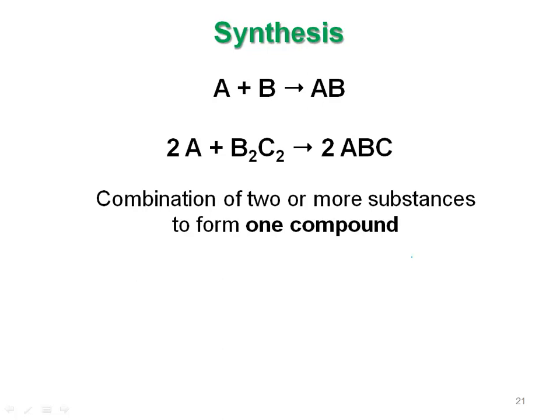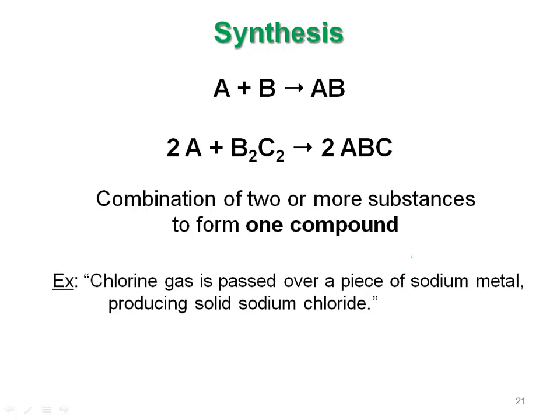It's a combination of 2 or more substances to form one compound. A good example is chlorine gas is passed over a piece of sodium metal, producing solid sodium chloride. This would be, in words, what you would expect for a synthesis reaction. You start with chlorine gas, which is an element, sodium metal, which is an element, and produces solid sodium chloride.